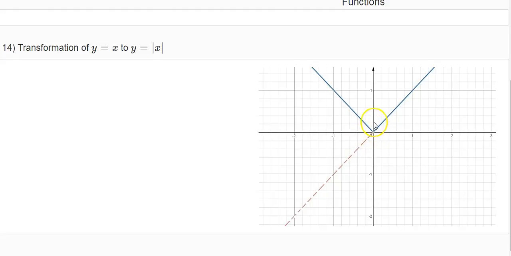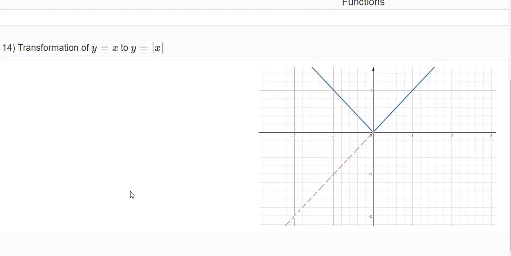But in the case of y is equal to modulus of x, when x is positive, the graph would remain the same. It would not be transferred by taking its mirror image along the y-axis. It is only when the value of x is negative, that is in this region, that this graph would be transferred from here to here by taking its mirror image.